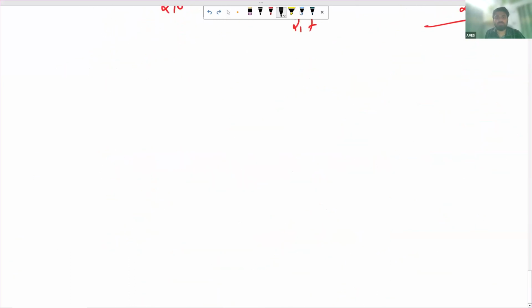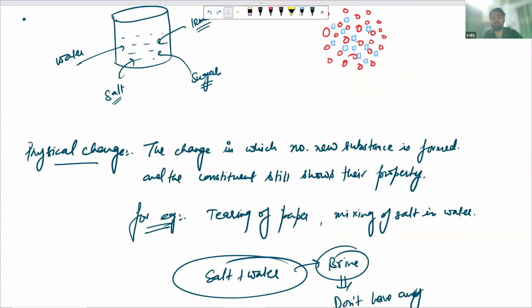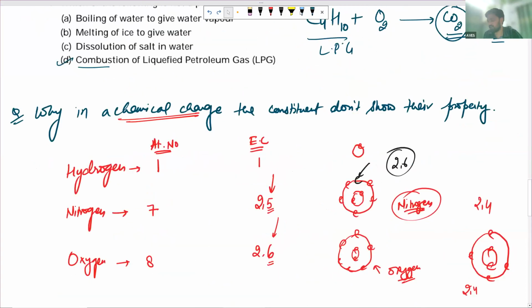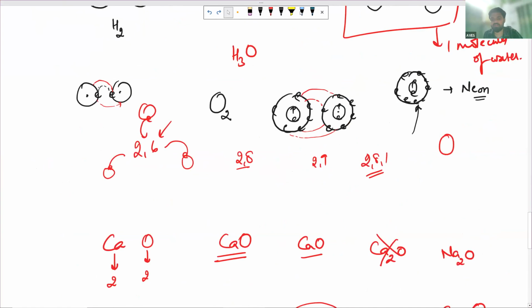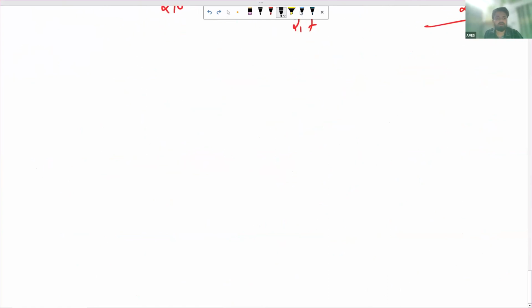Okay, dear students, this is the oxygen atom. I'm representing only the outermost shell's electrons, because the inner electrons do not participate. So oxygen has 6 electrons in its outermost shell. I'm just representing the 6 electrons of the outermost shell of oxygen.